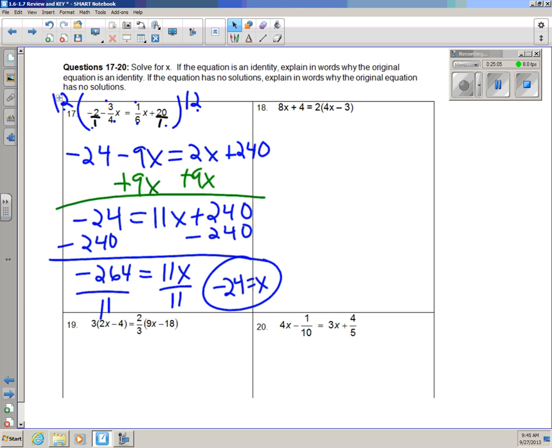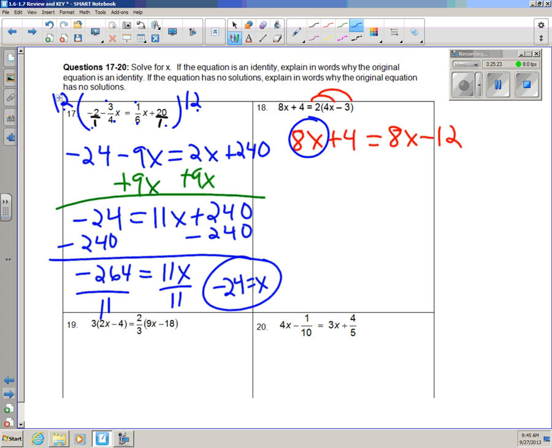All right, let's take a look at number 18, distributive property. So I'm going to start off with the left-hand side just staying as is, the right-hand side becoming 8x minus 12. Problem, right? Houston, there's a problem. It turns out that the 8x's are the same. The fact that the 8x's are the same on both sides is going to leave you with this false statement. 4 equal to negative 12 is not true. This is no solution.